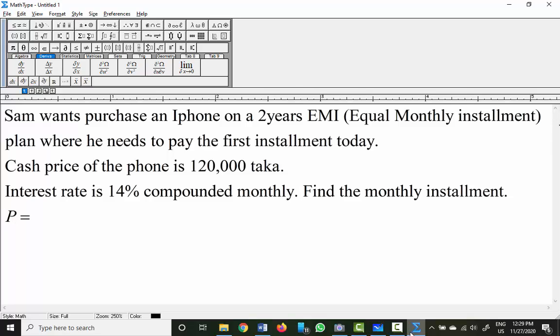The present value of the annuity we know, so we will use the present value of annuity formula, which is C by R multiplied by 1 minus (1 plus R) to the power minus T. Right? So let us multiply. Here P times R is equal to C multiplied by this one.